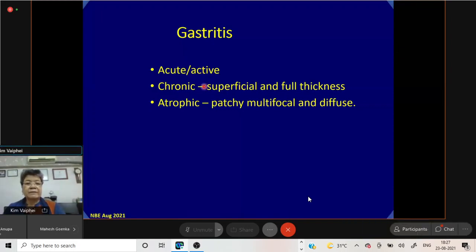Then we also have chronic gastritis and atrophic gastritis. Chronic gastritis can be either superficial or full thickness. The superficial ones are believed to be reversible. The full thickness gastritis are believed to be non-reversible, which usually tends to progress further into atrophic gastritis. Atrophic gastritis can be patchy, multifocal, depending on the underlying etiology, or diffuse.